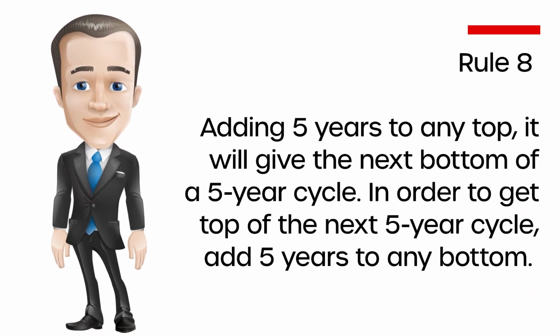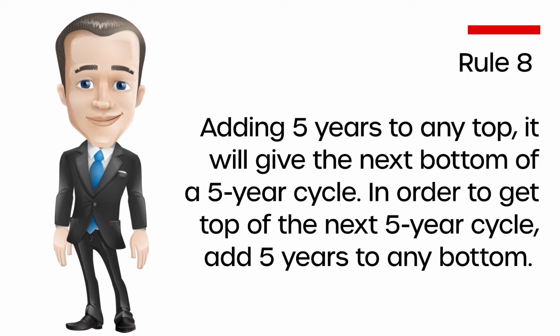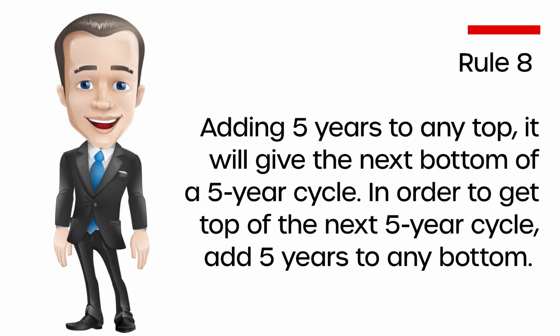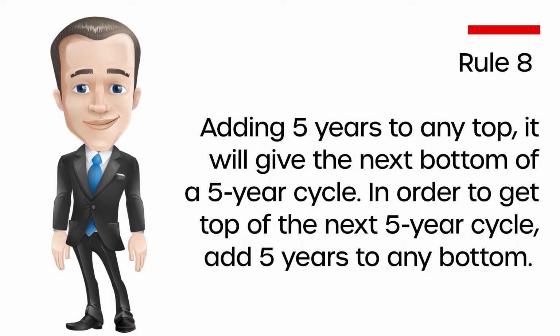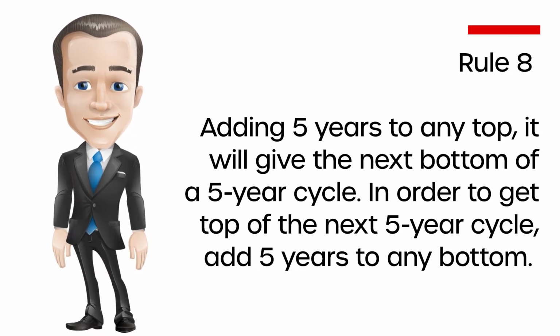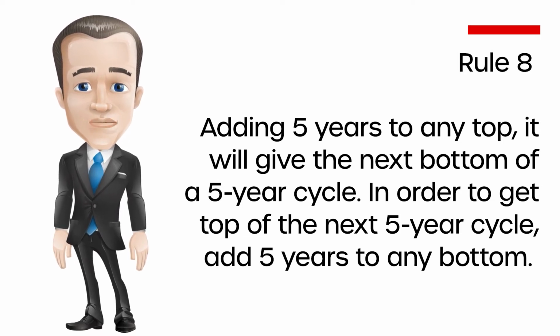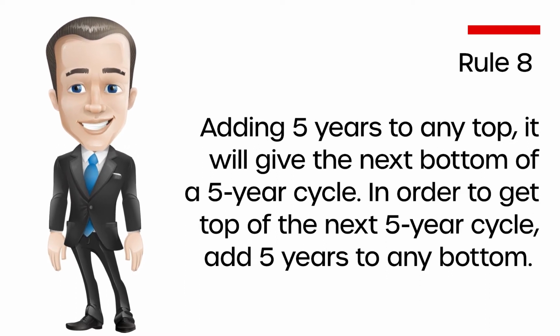Rule 8. Adding 5 years to any top will give you the next bottom of a 5-year cycle. In order to get to the top of the next 5-year cycle, add 5 years to the bottom. For example, 1917 was the bottom of a big bear campaign. Add 5 years gives 1922, top of a minor bull market. Why do I say top of a minor bull campaign? Because the major bull campaign was due to end in 1929.